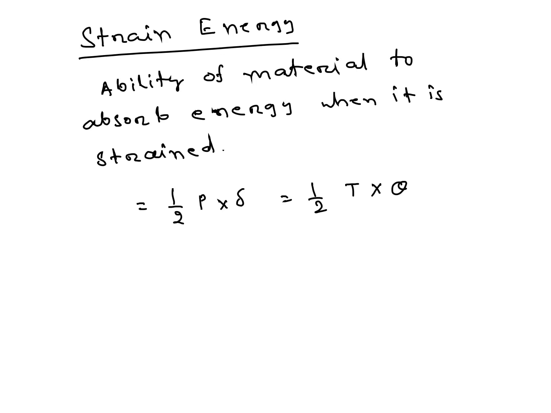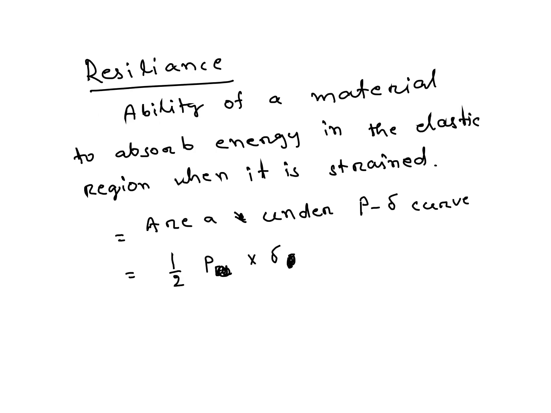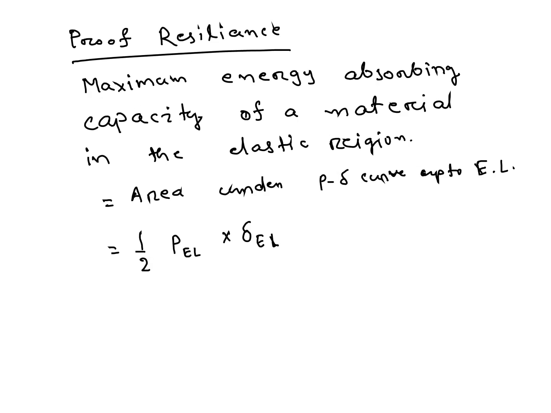Then resilience. Resilience is the ability of a material to absorb energy in the elastic region when it is strained. Resilience equals the area under the P versus delta curve. It's equal to half P into delta. Then proof resilience. Proof resilience is the maximum energy absorbing capacity of a material in the elastic region. It's the area under the P versus delta diagram up to the elastic limit. Its value is half the load up to the elastic limit multiplied with the elongation up to the elastic limit.